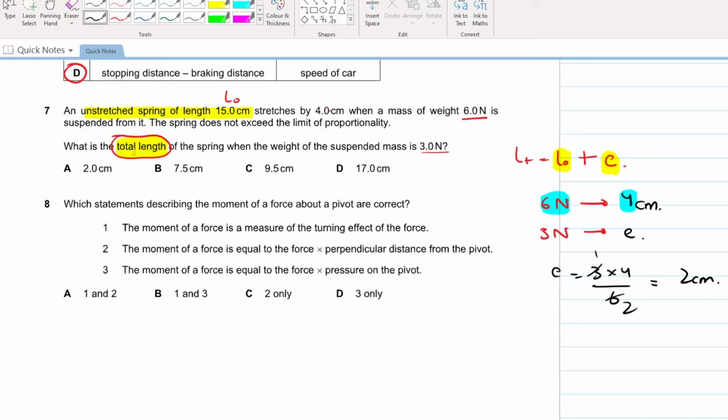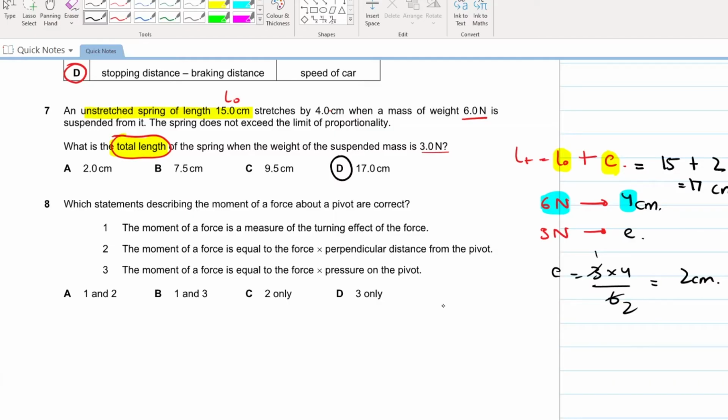And you have to remember that the total length of a spring is equal to what? The unstretched length plus the extension. Unstretched length is 15. The extension is 2. Can you calculate the total length? Unstretched length is 15 plus the extension, that is 2. The total length comes out to be 17 centimeters. D is your answer. Simple as that.